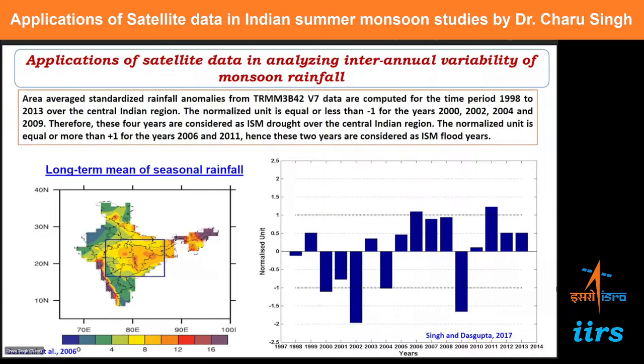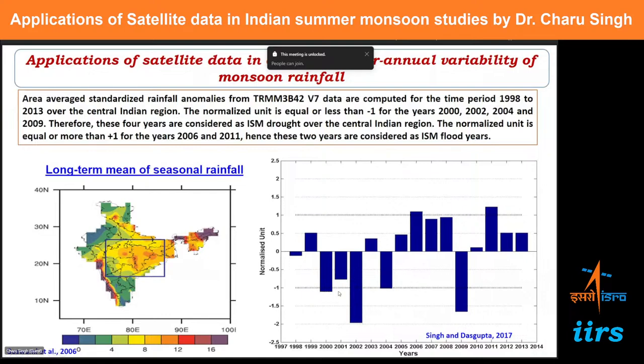Here the satellite data sets have been used to find out the inter-annual variability of the Indian summer monsoon. What has been done here is that the normalized index, or normalized unit, has been plotted to find out how many years during the availability of this data set were excess monsoon years or deficit monsoon years. As you can see here, there are 2 years, 2006 and 2011, where the anomalies were more than +1. So these were the excess years during this time period.